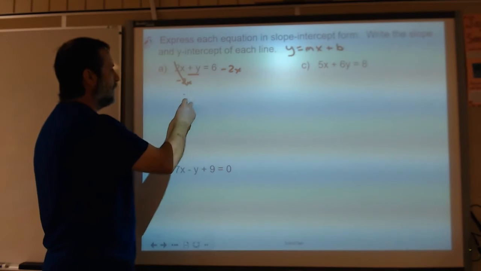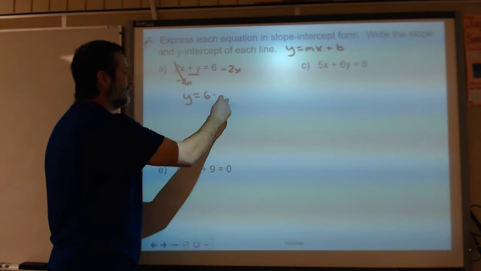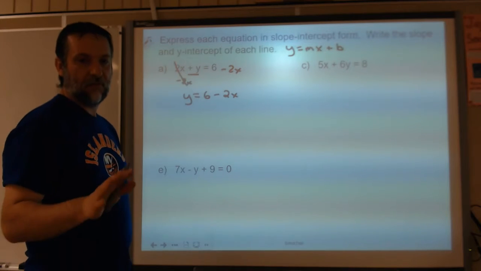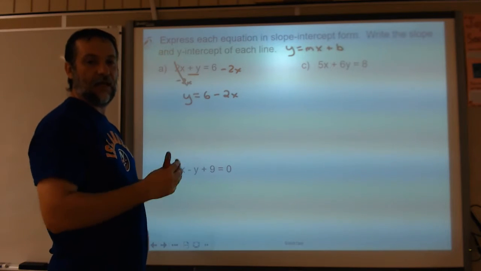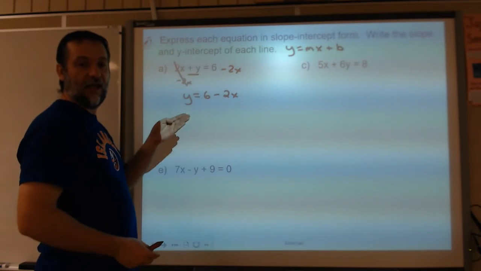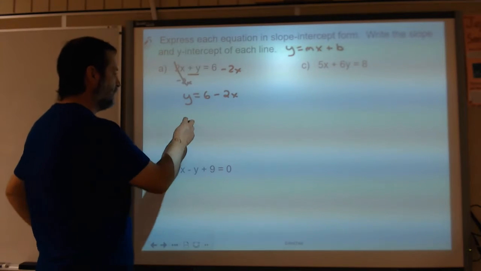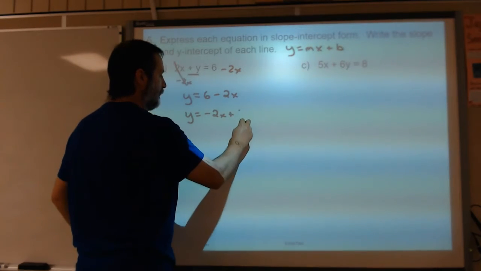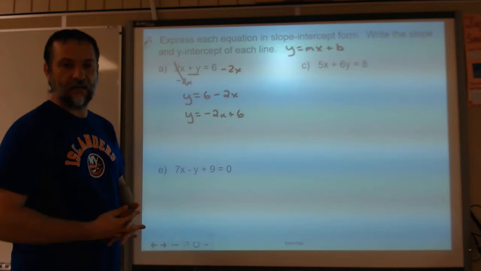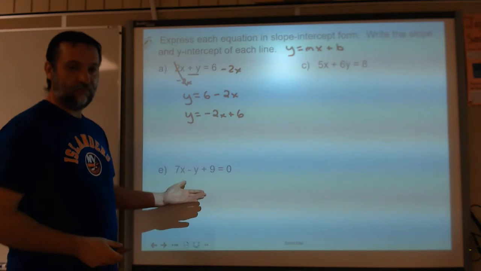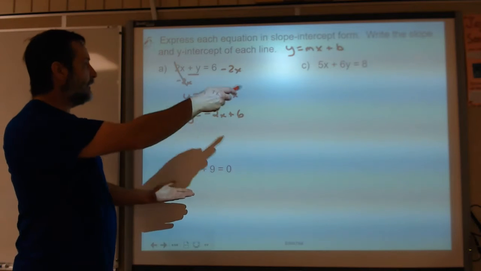There we go. I have now y equals 6 minus 2x, which is acceptable, but to be in proper y equals mx plus b form, we should write that x variable first, and then the 6 last. So we do need to move these around to y equals negative 2x plus 6. It's that simple.